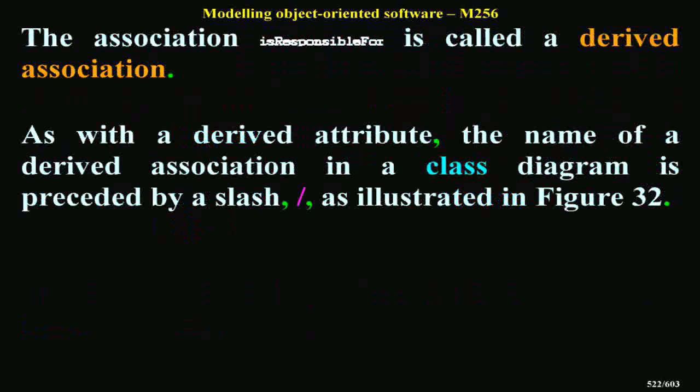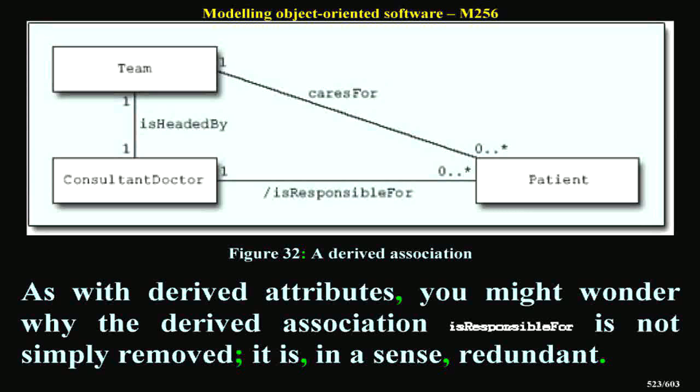The association is called a derived association. As with a derived attribute, the name of a derived association in a class diagram is preceded by a slash, as illustrated in Figure 32. Figure 32, a derived association.